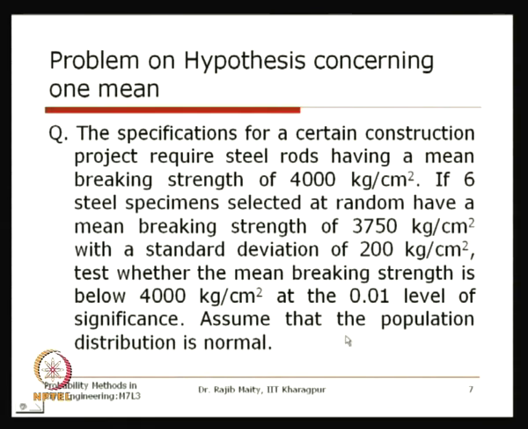So, you see that it is a small sample, where the sample size is 6, and it is showing that the mean strength is 3750, which numerically is below this 4000 kg per centimeter square. But is this a real difference, or should we consider that the specimens being supplied for that project are really less than the specification? So, statistically we have to infer about that.